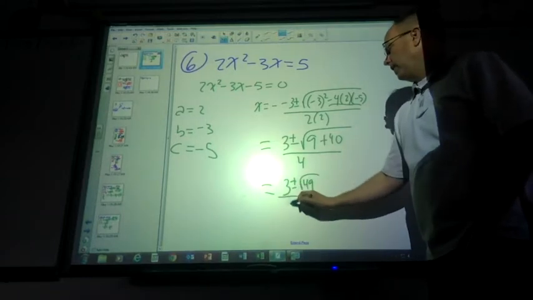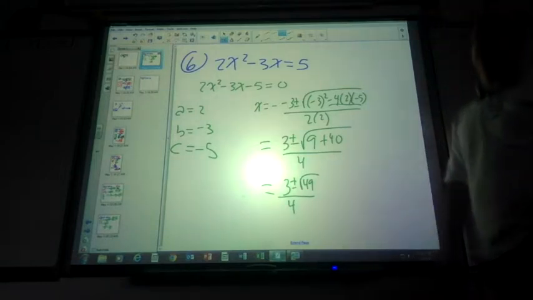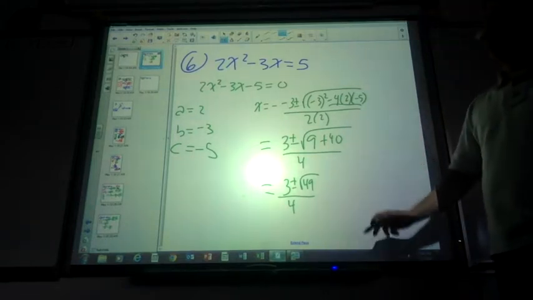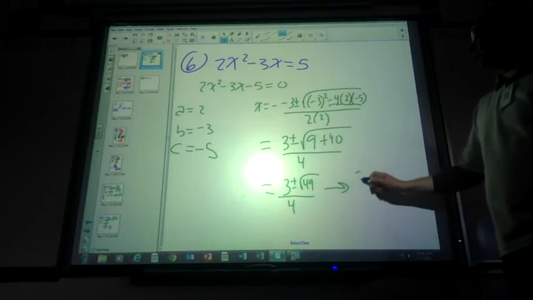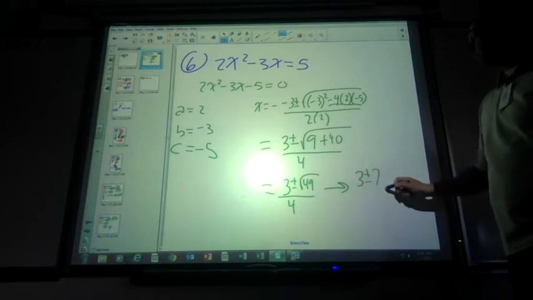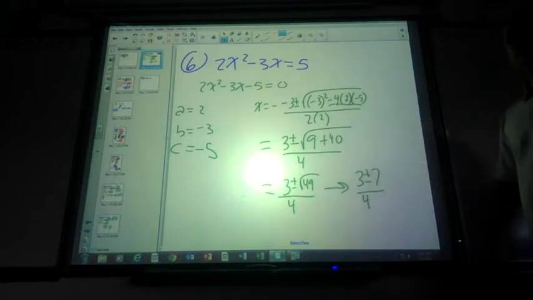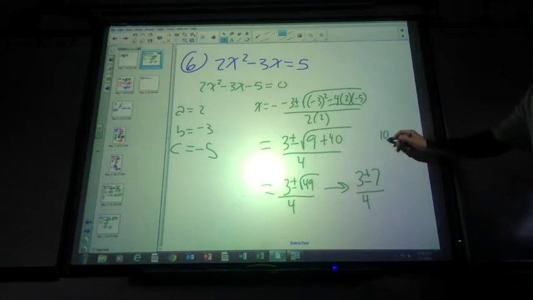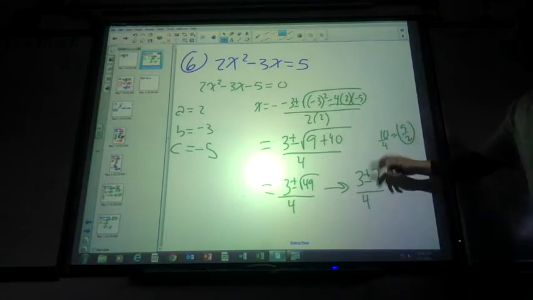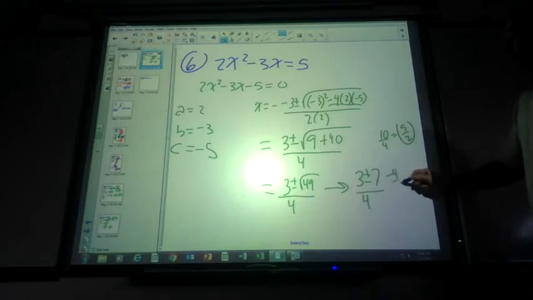If I leave my answer here, I'm actually going to take 3 points off. It's the square root of 49. 7. Good. 3 plus 7 is 10. 10 over 4 reduces to 5 over 2. There's one answer. And then 3 minus 7 is negative 4.